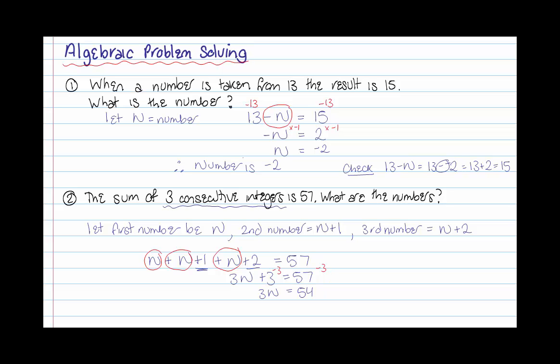Now n is being multiplied by 3, so we do the opposite and divide by 3. So n is 54 divided by 3. Well, 3 into 5 is 1, carry the 2, 3 into 24 is 8, so 18. So therefore the numbers are, well, 18 was my first number, so my next number is n plus 1, so 18 plus 1 is 19. The next one, 19 plus 1, is 20. And if you add those three numbers together, you get 57.